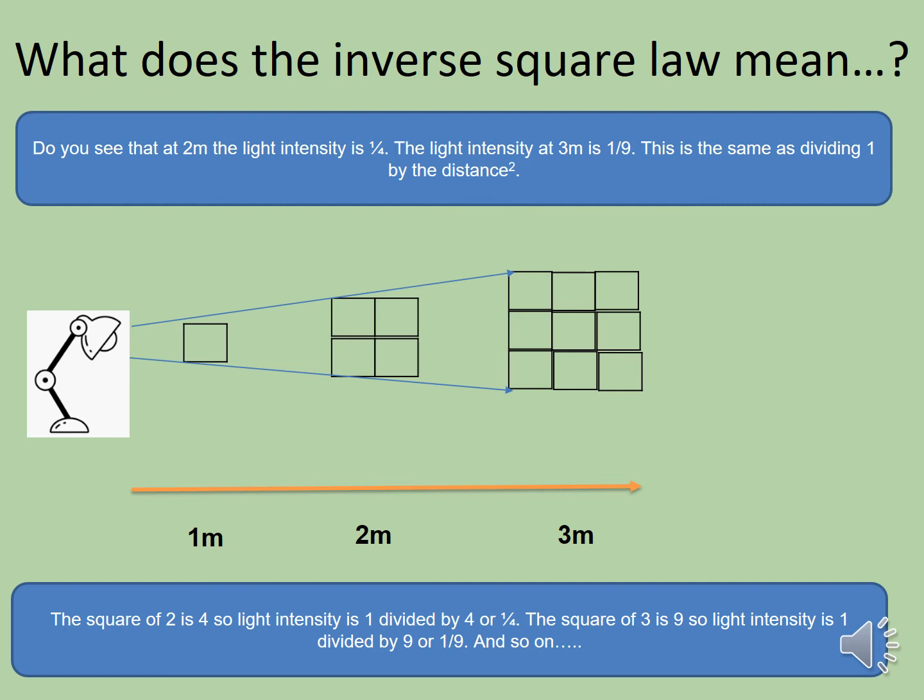If you have a look at the blue box at the bottom, I've explained this in a little bit more detail. So at 2 meters, the square of 2 is 4. So if you divide 1 by 4, you get 1/4. At 3 meters, the square of 3 is 9. So the light intensity is now 1 divided by 9, or 1/9. And this would continue. If we had 4 meters on the diagram, it would be 4 squared, which is 16, so 1/16.